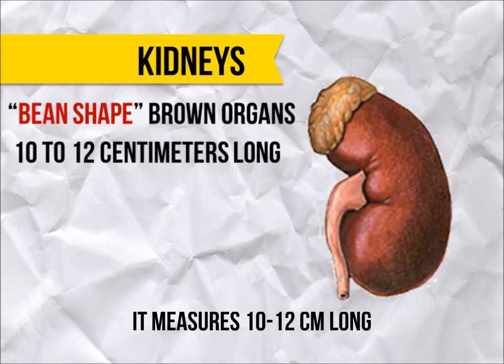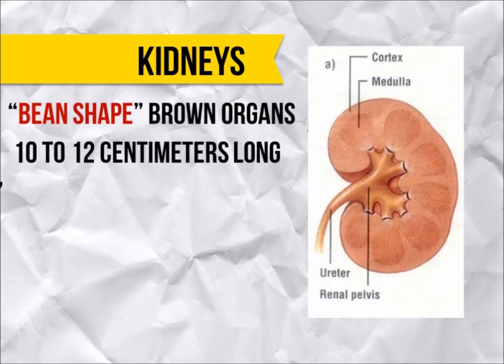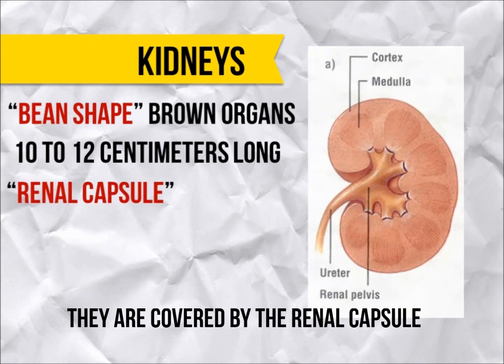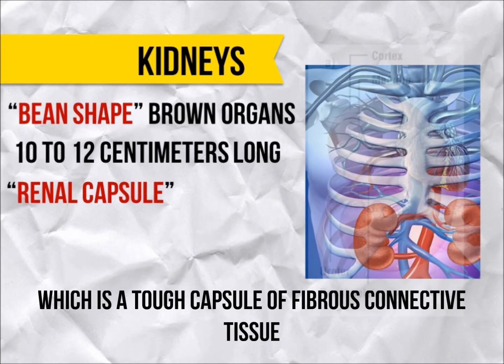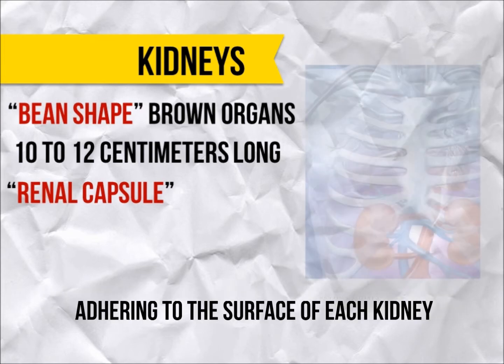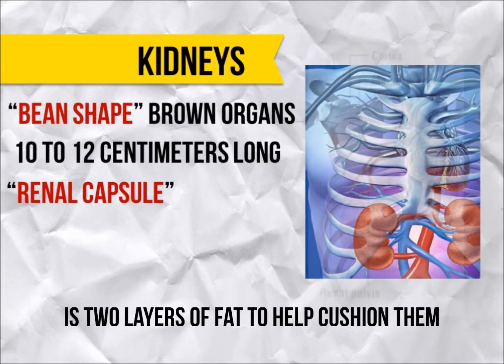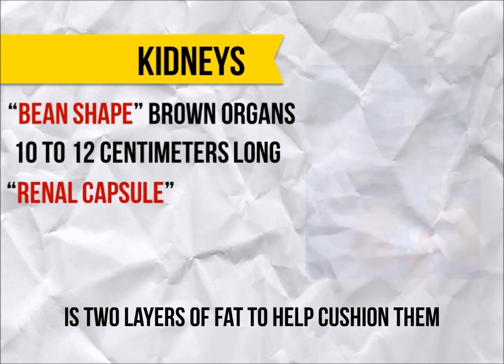Kidneys are a pair of bean-shaped brown organs about the size of your fist. They measure 10 to 12 centimeters long. They are covered by the renal capsule, which is a tough capsule of fibrous connective tissue. Adhering to the surface of each kidney are 2 layers of fat to help cushion them.